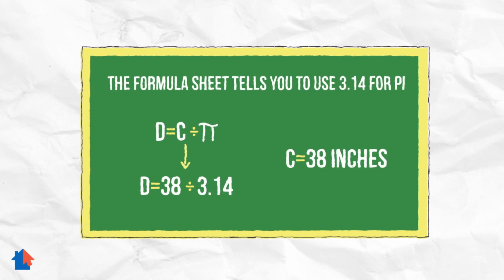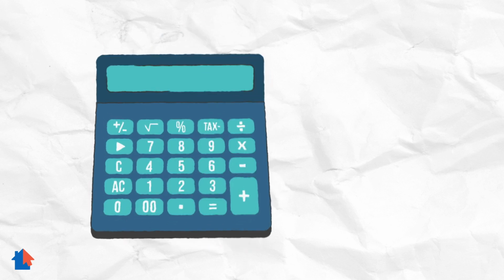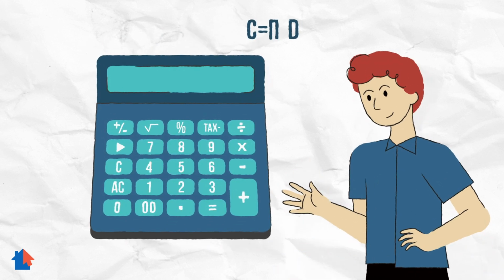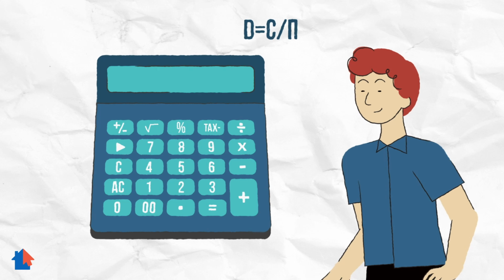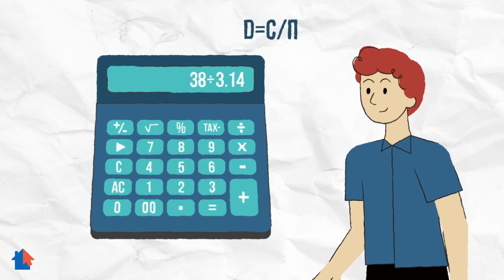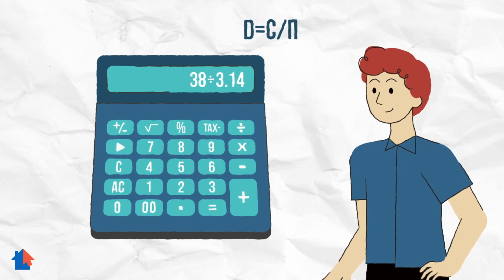So, turn the formula around. If C equals pi times D, then D equals C divided by pi. So, D equals 38 divided by 3.14. Use a calculator to divide with decimals. Doing that gives you a diameter of just over 12.1 inches. So, even though you did not know how to calculate circumference and diameter, you were able to answer the question using division and the formula sheet.